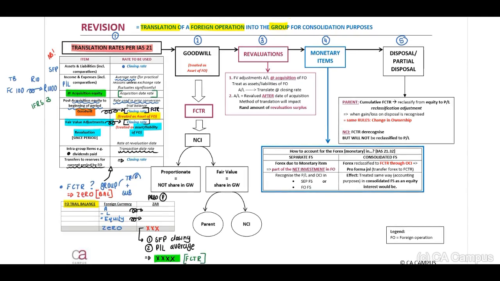Remember that this is a very basic example. Now, IAS 21 indicates to us that this FCTR account that we recognize should be divided into our parent's portion as well as our NCI's portion.